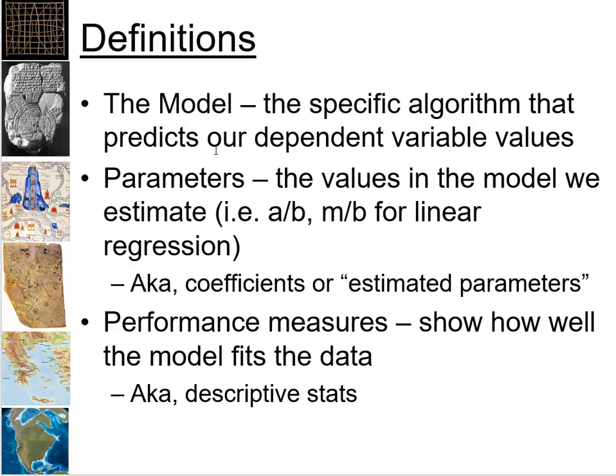Okay, so very specifically, the model is a specific algorithm that predicts our dependent variable values. We'll talk more about that. The parameters are the values in the model that we're going to estimate. And we'll talk about these for linear regression in just a sec. You will also hear these called coefficients or estimated parameters. All three of those definitions are used, in fact, coefficients is used pretty heavily. I really like estimated parameters, and you'll see why in a second.